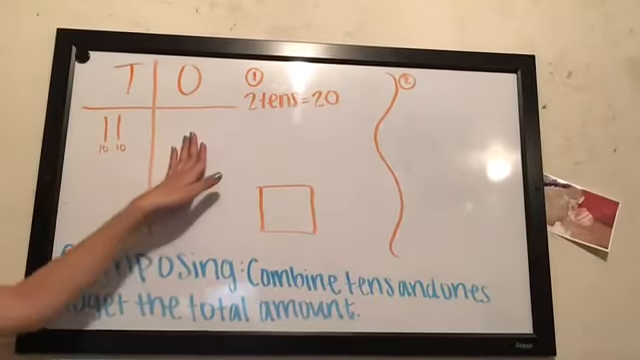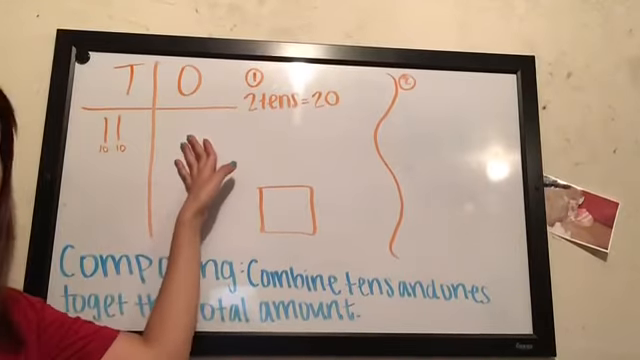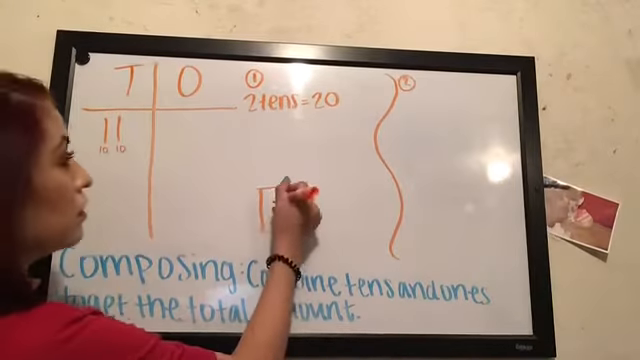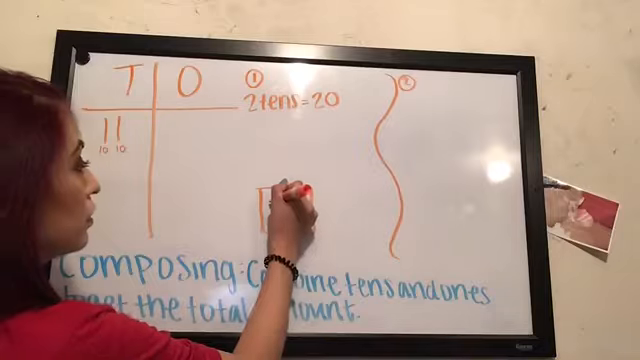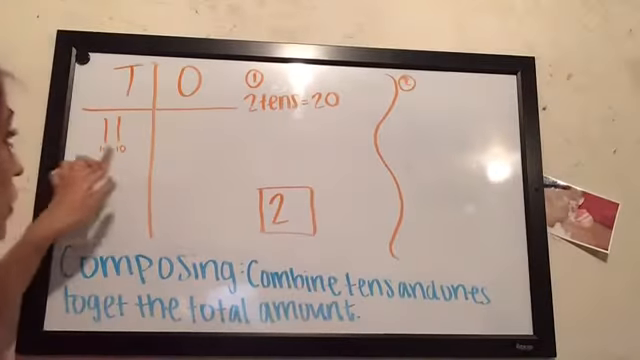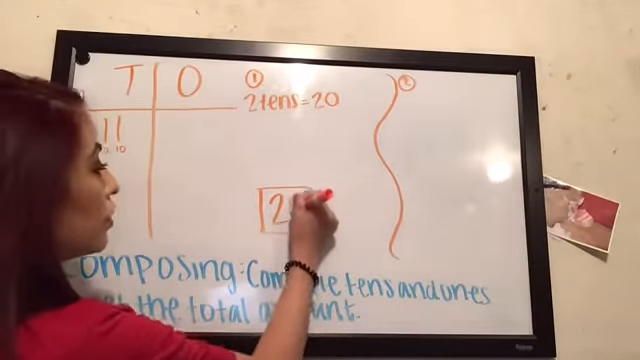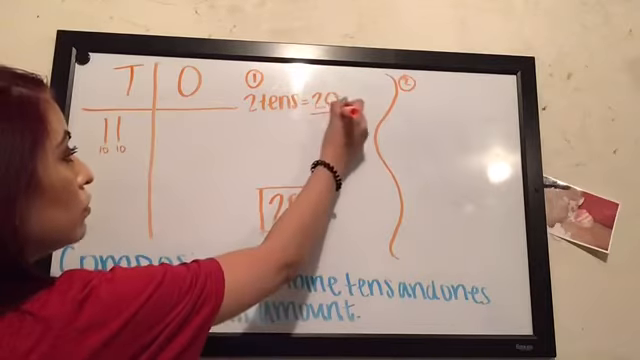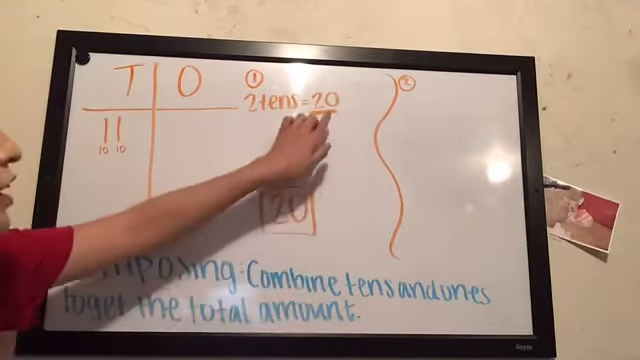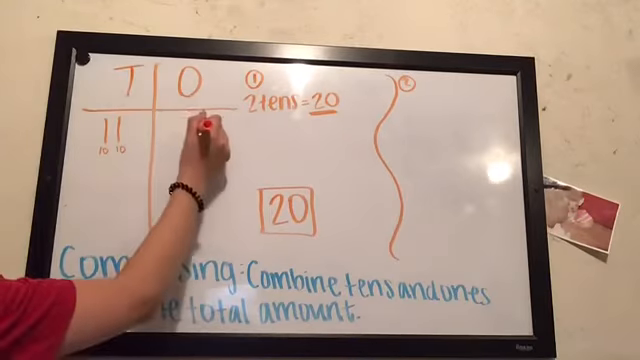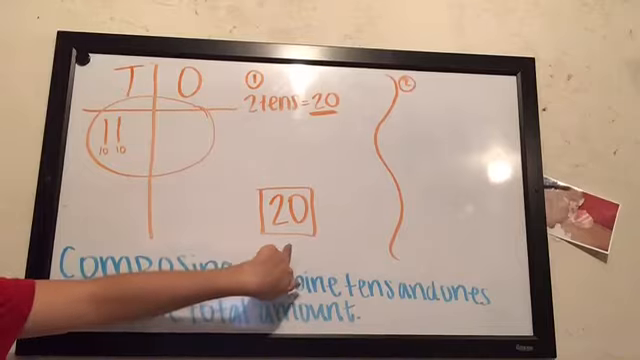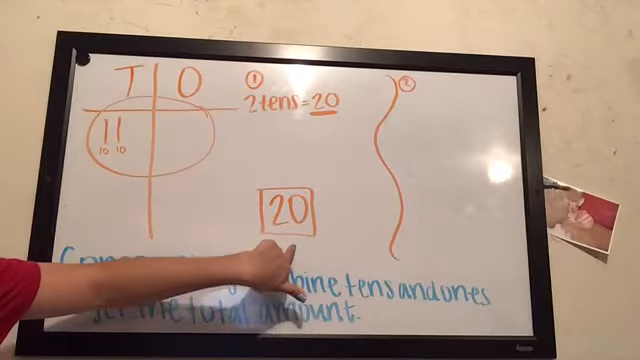And how many ones do we have? We don't have any ones, right? So this is where it's going to stay. So we have 2 tens and we don't have any ones. And then the total amount that you have is 20. So the total that you have here is 20. That's how you compose the number 20.